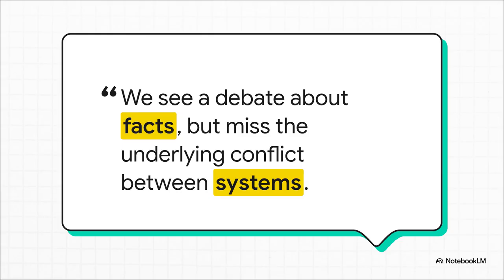And this gets us to the core idea here, the crisis in perception. We see what looks like a debate about facts. Who's got the right information, who's smart and who's ignorant. But we're missing the real story. The real conflict is between these two systems that are stabilized by totally different incentives. It's not a fight about information, it's a fight about the very infrastructure of belief.